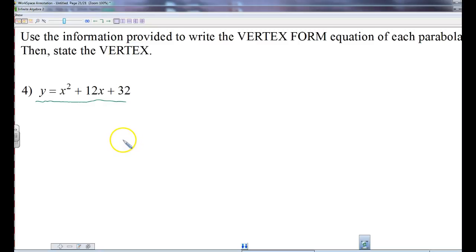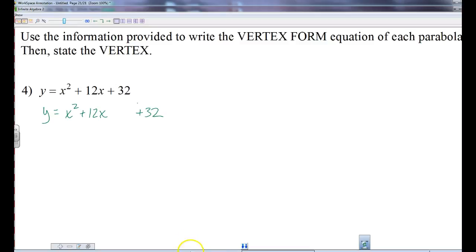Well, doing this procedure is very much like completing the square that we learned how to do when we were solving quadratics. So let me go through here. I'll take it slow and show you what we need to do. I'm going to rewrite this first of all. And I'm going to give myself some space between the 12x and the 32. Y equals x squared plus 12x, space, plus 32.